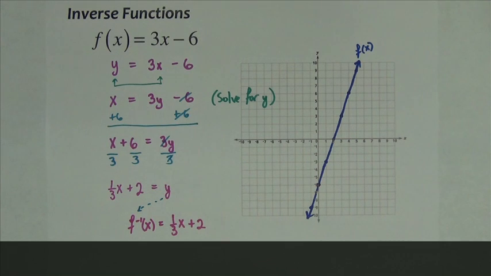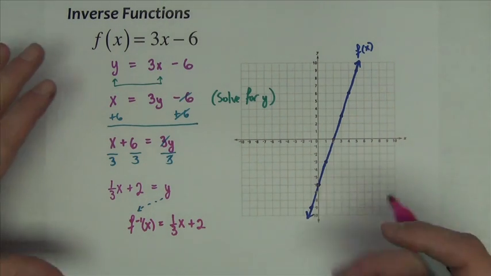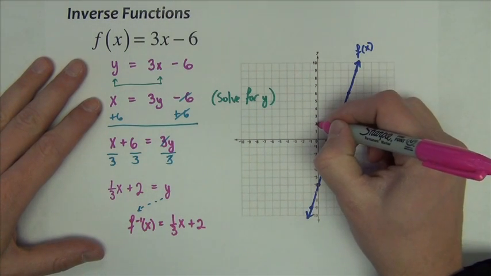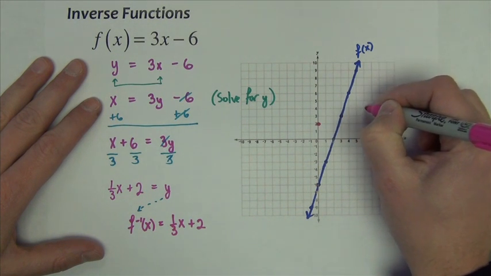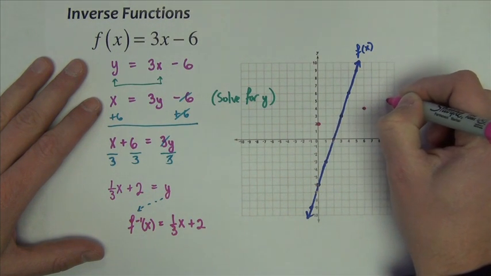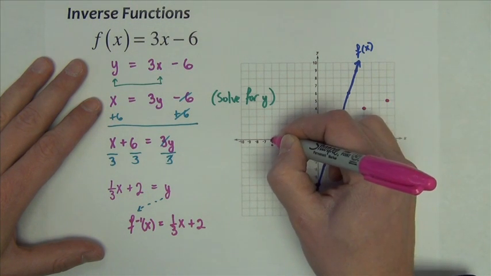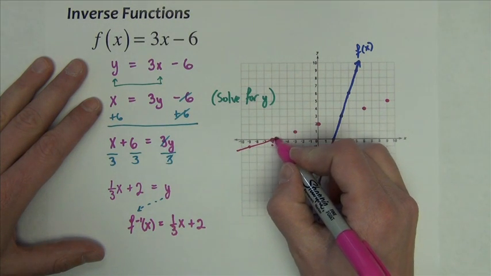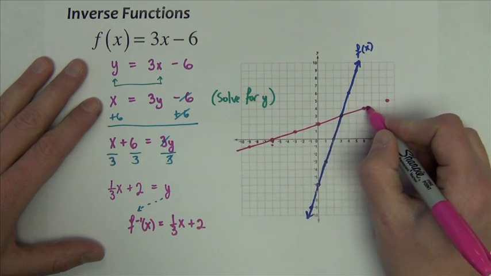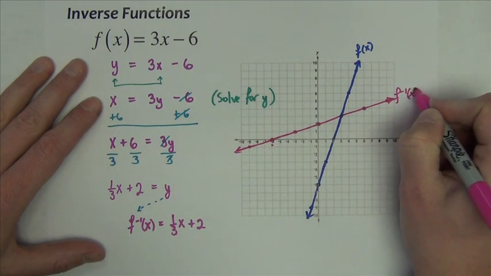Now, what should happen when I graph this function is the same thing that happened when we graphed the points in the last slide: they should be reflections about that line y equals x. Start at 2, we go up 1, right 3, up 1, right 3, continue this pattern. And there is our f inverse of x.